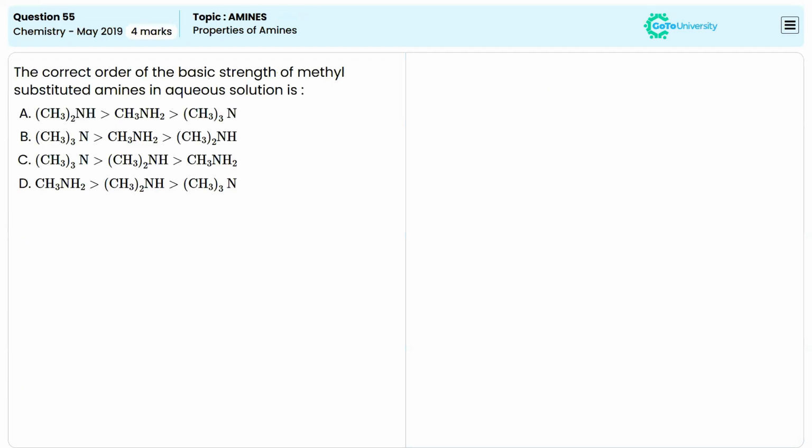So here we have to find the correct order of basic strength of methyl substituted amines in aqueous solution. Here we have primary, secondary and tertiary amine. We have to find the correct order. The secondary amines will be more basic, because basicity is the ability of a substance to accept H plus ions, and in terms of electrons, we can say it is the ability to donate electron pairs.